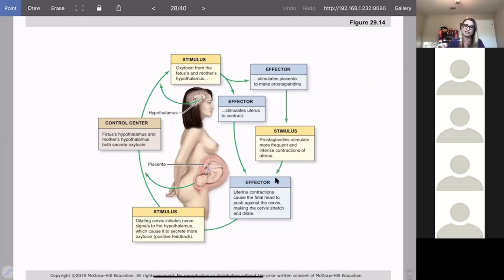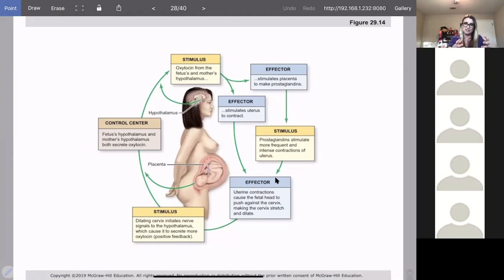The oxytocin is going to do two things. One, it's going to stimulate the uterus to contract. As the uterus contracts, it's pushing the baby's head against the cervix. This stimulates more oxytocin release. Another thing that the oxytocin does is that it's going to act on the placenta. It will tell the placenta to release prostaglandins. Prostaglandins are responsible for dilation of the cervix, so they're going to help with dilation of the cervix.